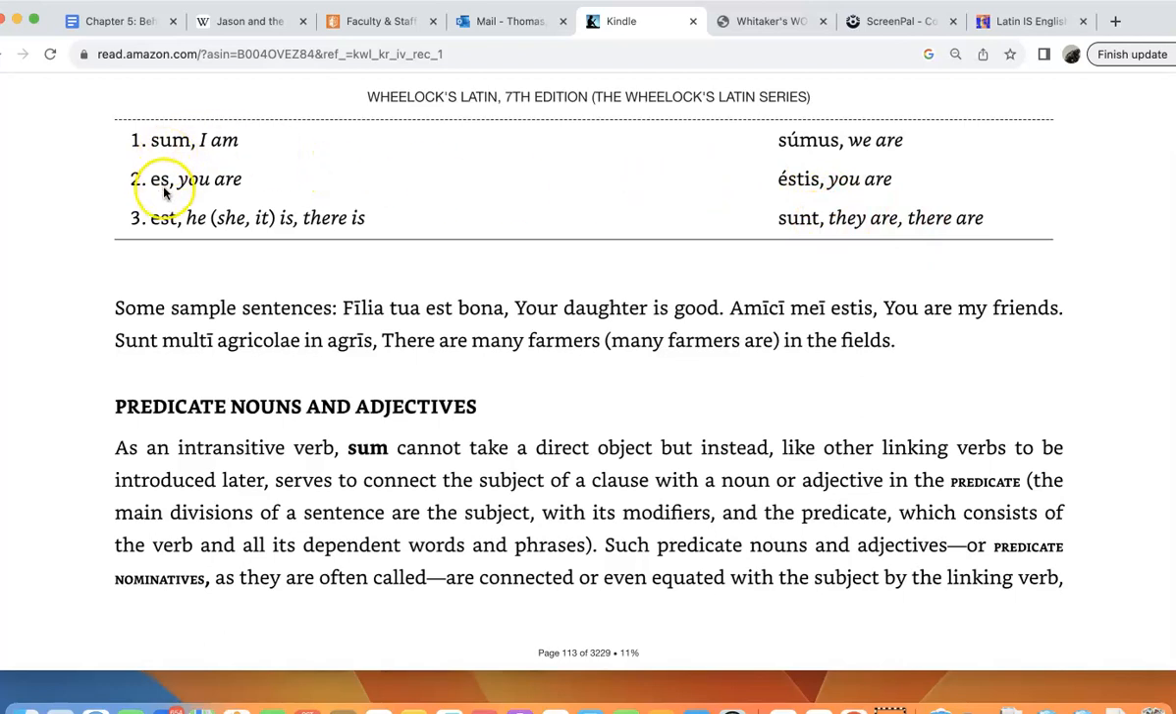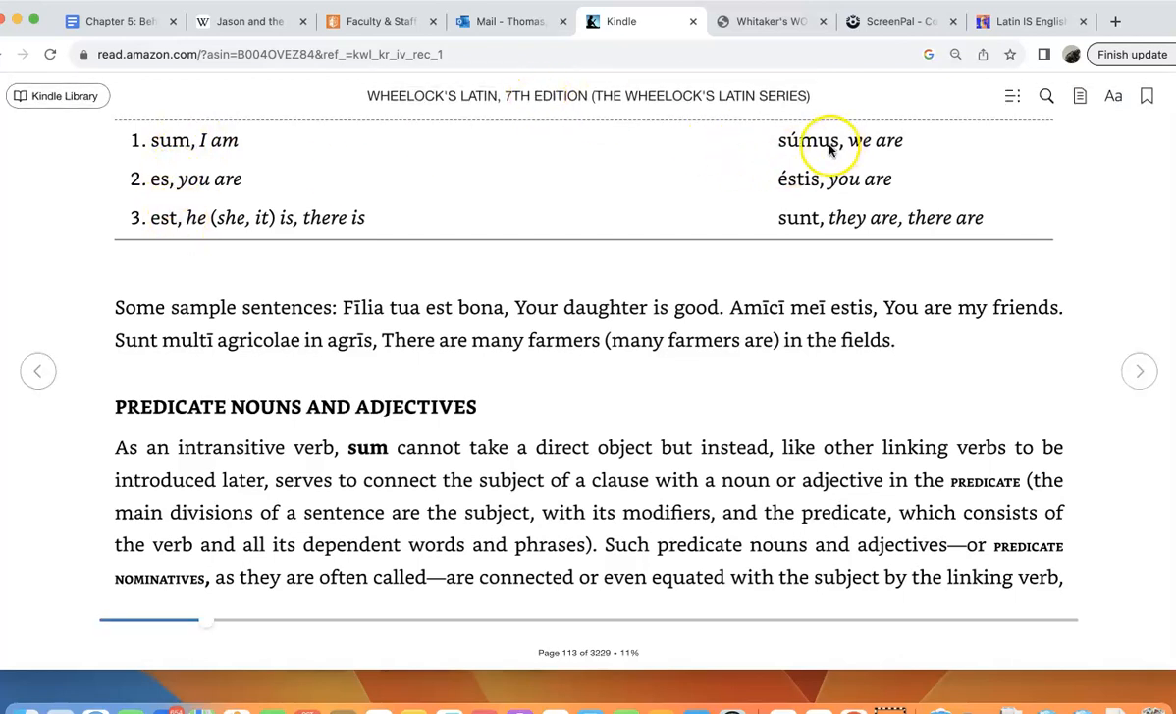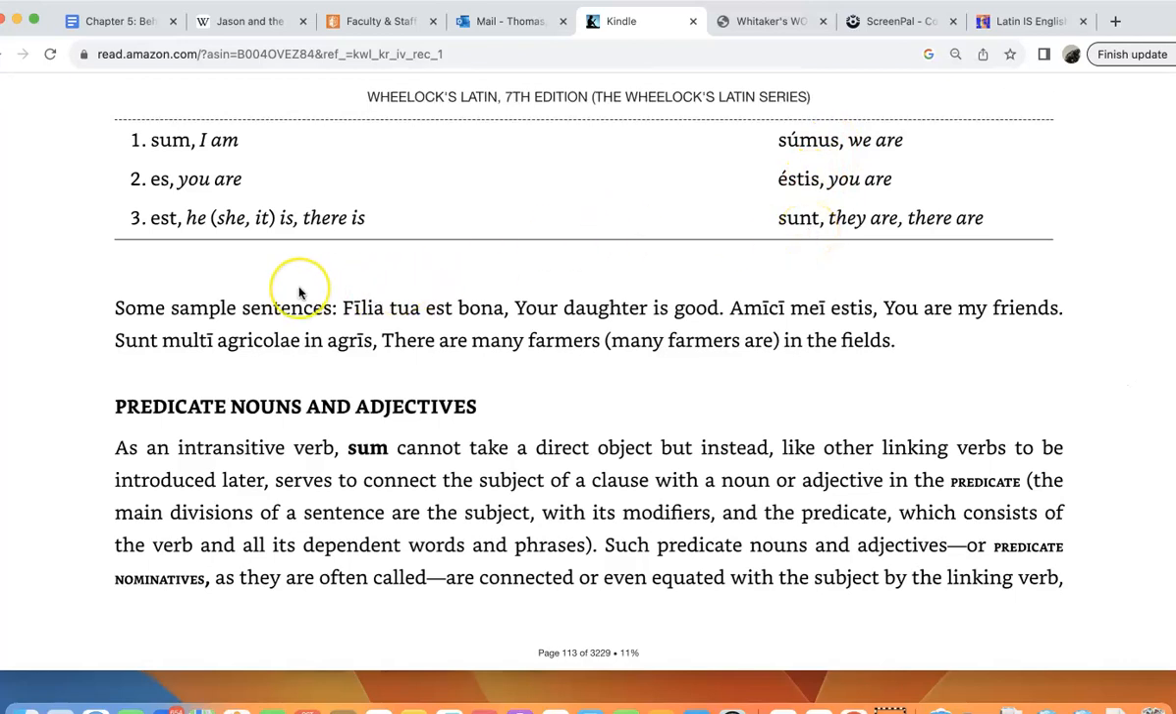Notice it does follow the pattern of our personal endings: -m, -s, -t, -mus, -tis, -nt. Obviously, the first person singular is a little bit different, but here we have the s, here we have the t, here we have the mus, the tis, and the nt. But since this is a so-called irregular verb, it probably just needs to be memorized. So again, we'll take a look at some examples in a moment.